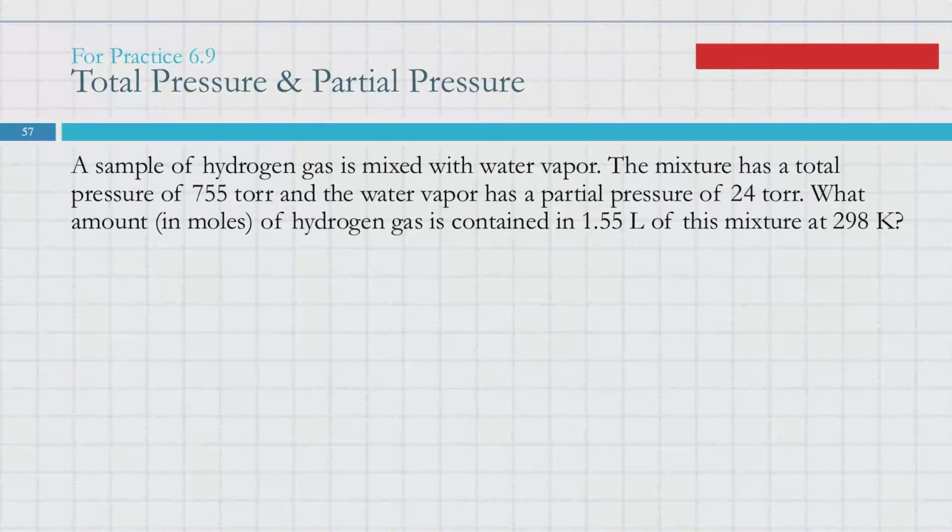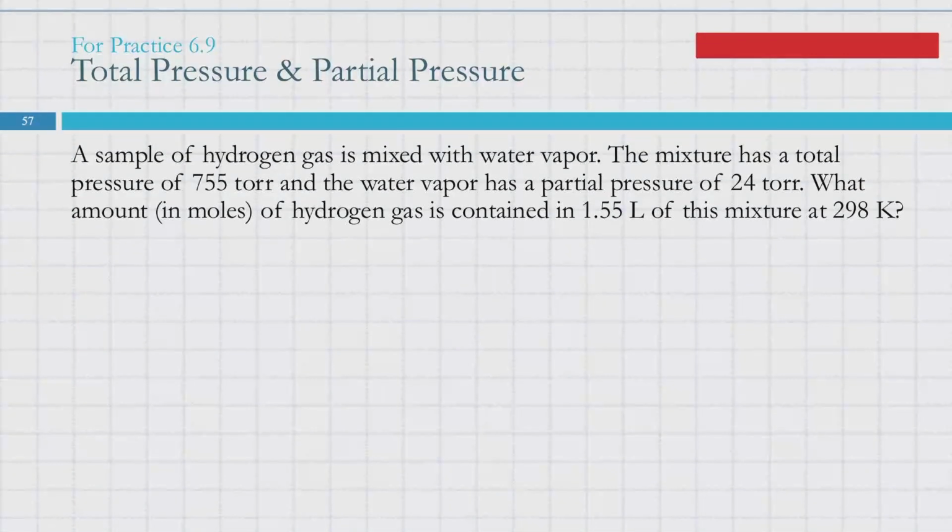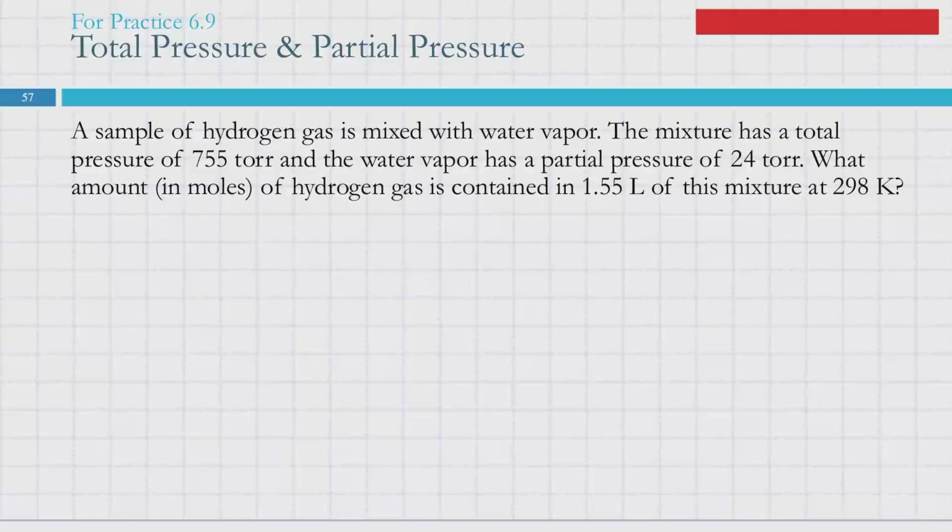Let's say that we've got a sample of hydrogen gas, H2 gas. It's mixed with water vapor. The mixture has a total pressure of 755 torr. The water vapor has a partial pressure of 24 torr. What amount in moles of hydrogen gas is contained in 1.55 liters of this mixture at 298 Kelvin?